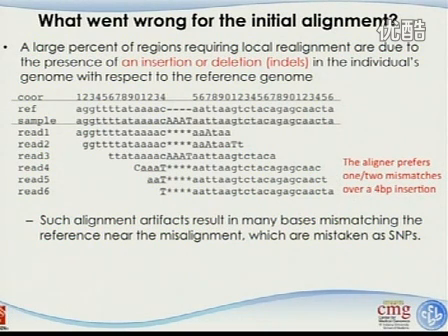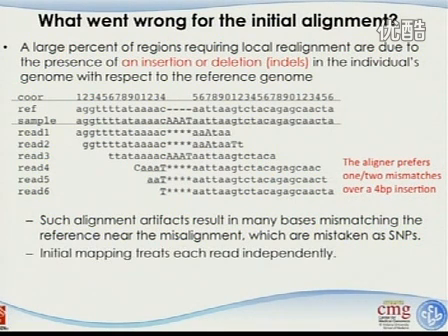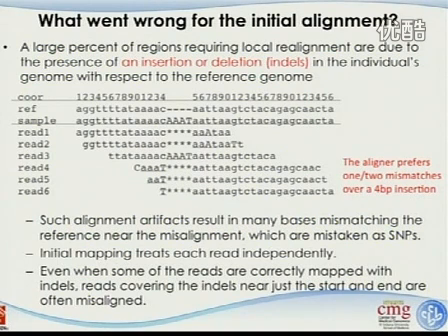There's another observation here: most of these, you can see, are towards the end of the read or the beginning of the read where misalignment happened. If the insertion happens inside the read, that's probably less likely to happen. But anyway, this will give you a lot of misalignment. So initial mapping treats each read independently. Even when some of the reads are correctly mapped with the indel, reads covering the indel near just the starting ends are often misaligned. So for these ones.